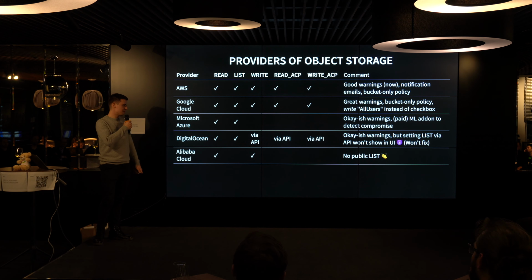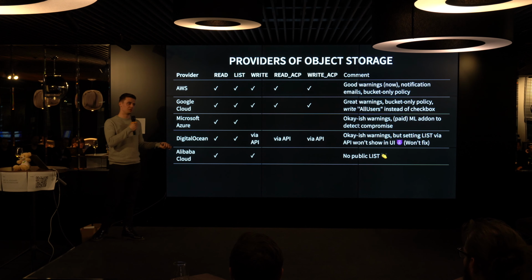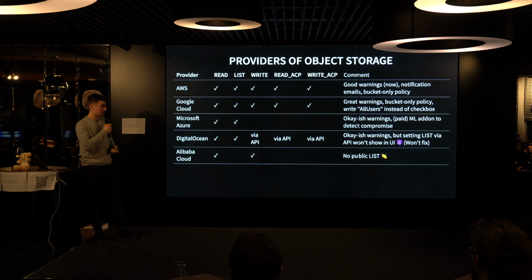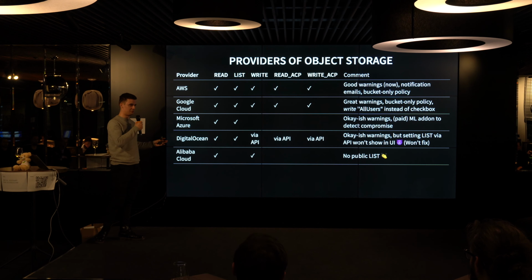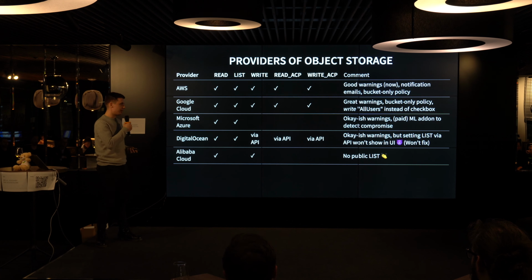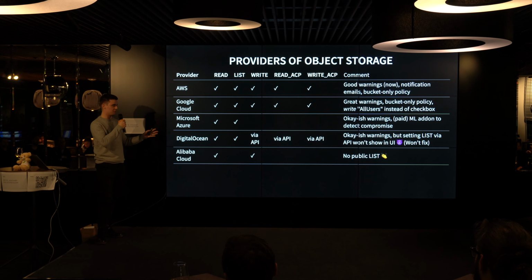And there is Alibaba Cloud, which doesn't allow you public list, which is the most dangerous and prevalent permission misconfiguration, which is surprising. I spent like 3 hours trying to find an endpoint which would list it in case I set it public, but it's just not there, not even through the API. So I would like to clap for Alibaba for doing this because I think it's really cool and there is no real use case for public list.